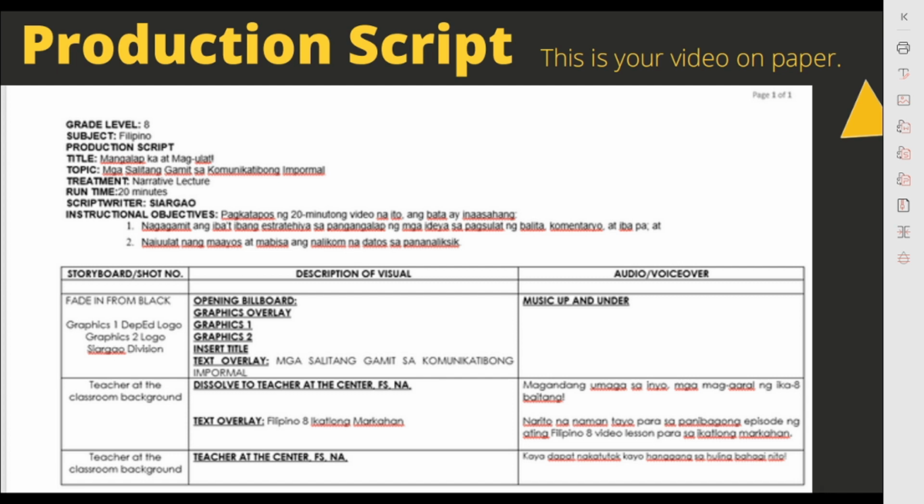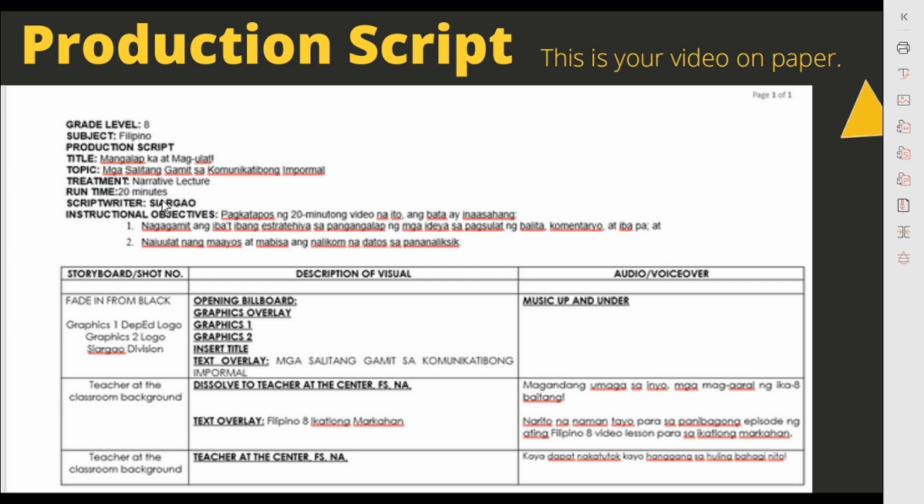The second script that you will be doing is the production script, or the video on paper. Again, this is the video on paper. So how can we put our video on paper? As you can see, the first part of the production script is the same as our narrative script. We still have the description part from the grade level up to the instructional objectives. We only copied and pasted this from our narrative script.